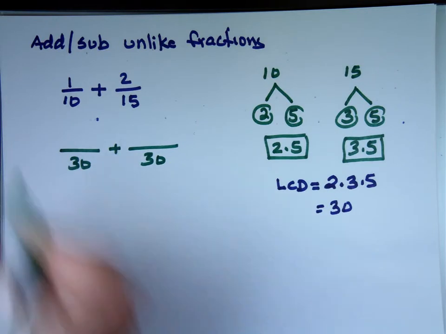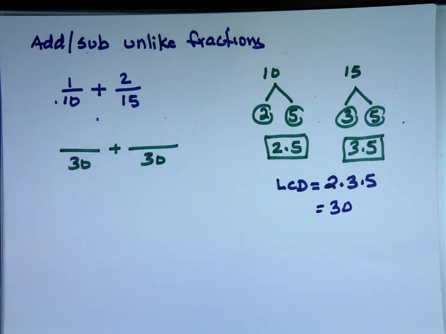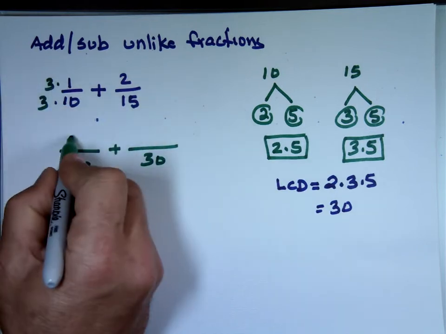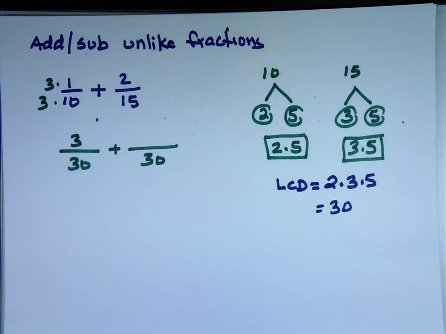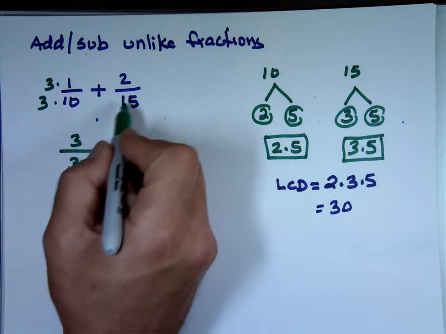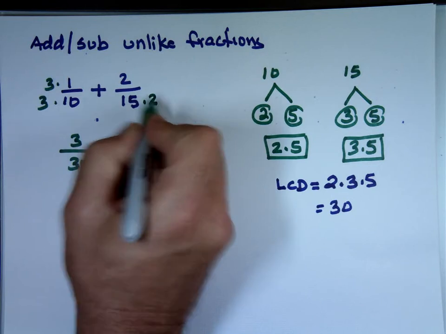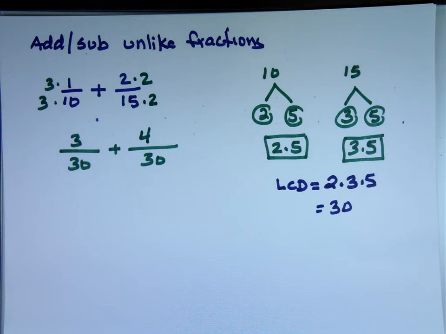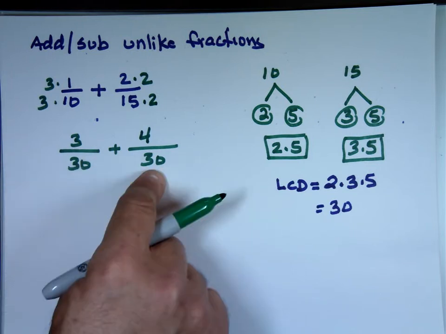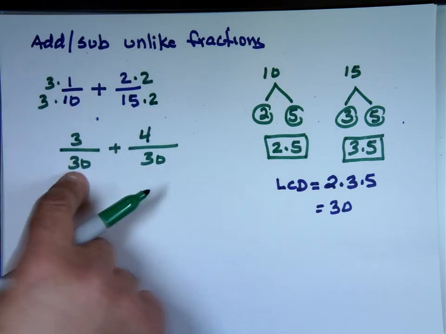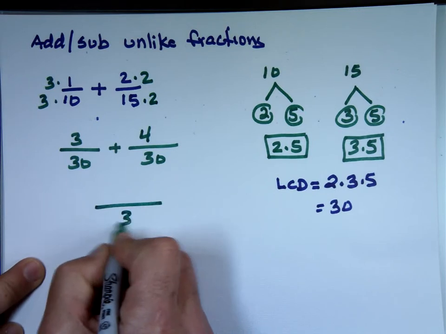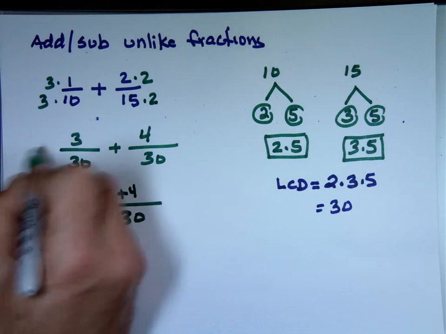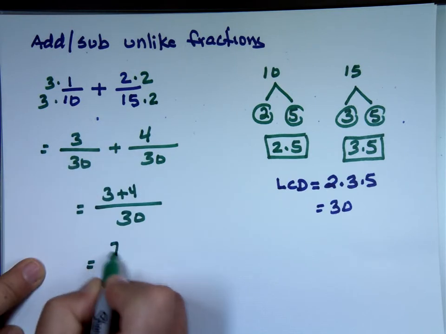You'll have to multiply the 10 by what to make it 30? 3. 3 times 1? 3. You're going to multiply the 15 by what to make it 30? 2. That's 4. Now this, just like the previous section, is adding like terms. Now the fractions in the bottom have the same number. So the top will be 3 plus 4, which is what? 7/30.